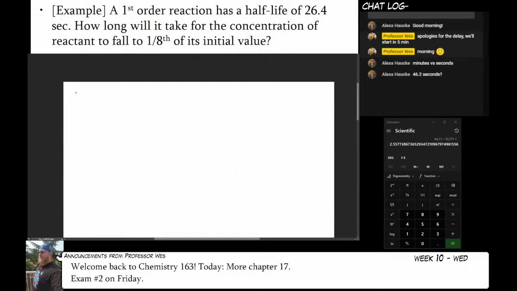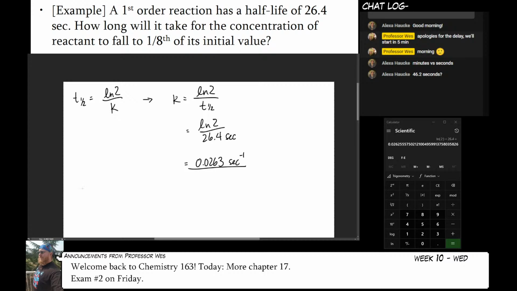All right, so here is the half-life equation, which I can rearrange to get that, right? So natural log of 2 over 26.4 seconds. I can get the rate constant out of that. And so that would be, oh, it's natural log 2. I got to type that in first. Divided by 26.4. And we get that.